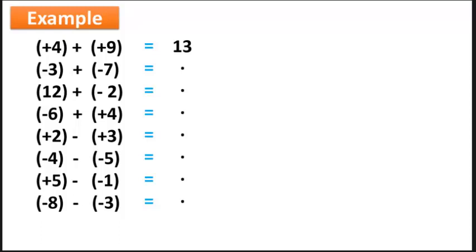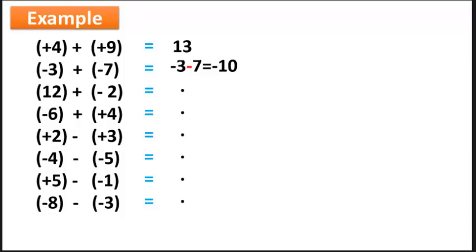If you have a problem like the second example, where we're adding a negative number, you can just change it to subtraction. Instead of minus 3 plus minus 7, we can just write minus 3 minus 7. So we add the two numbers and keep the negative sign, and we got minus 10.